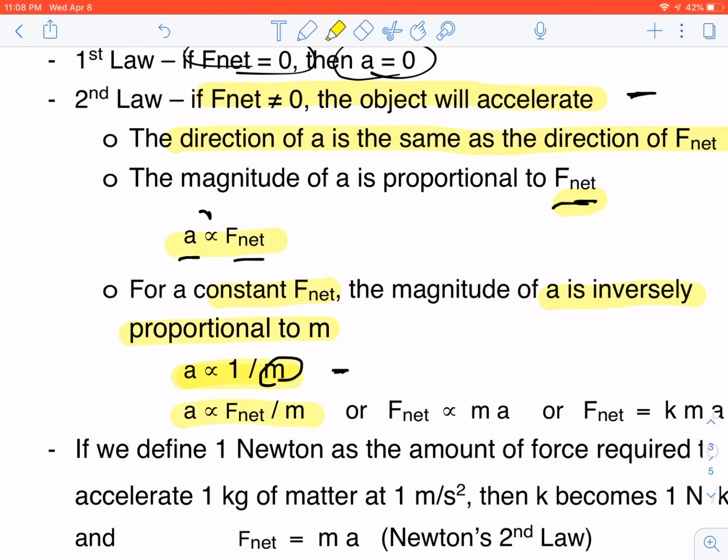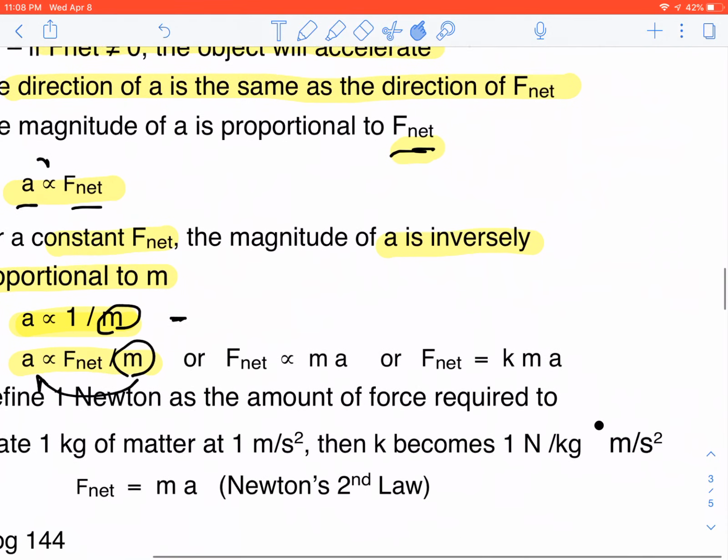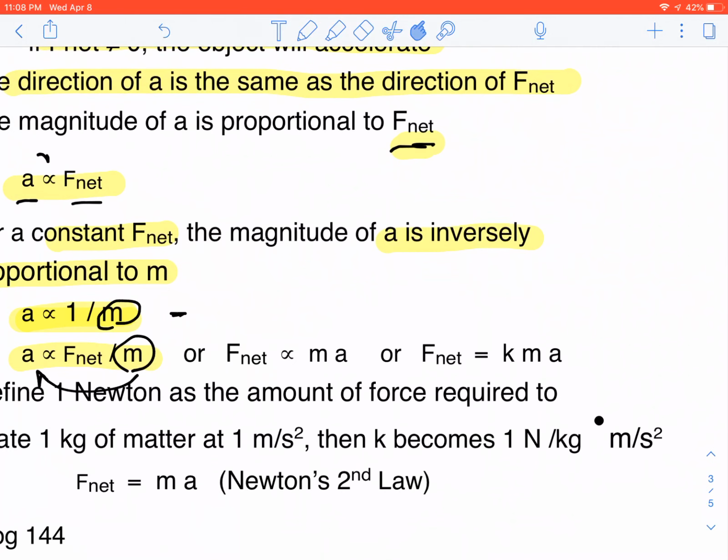If I rearrange this equation to take the mass from the denominator up beside a here, I end up with F net is proportional to m times a, or ma is proportional to F net. And then to get rid of that proportionality symbol, I need to put a constant in. The constant turns the proportionality into a direct linear relationship.